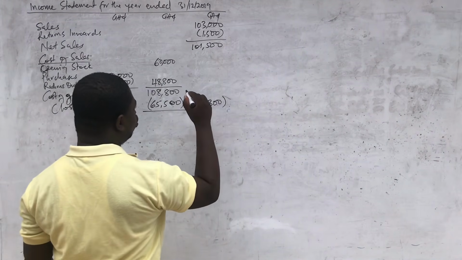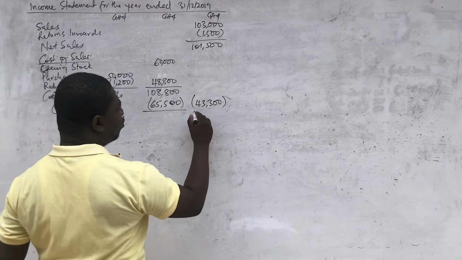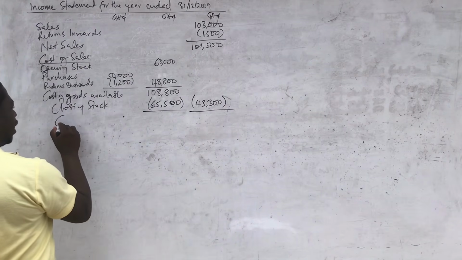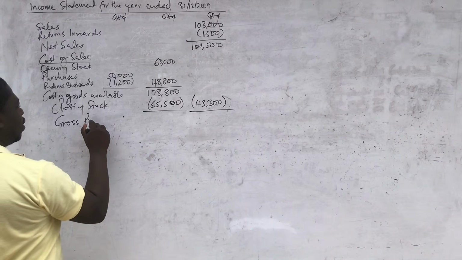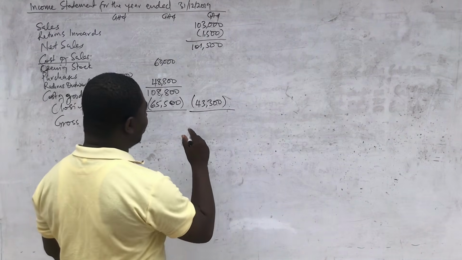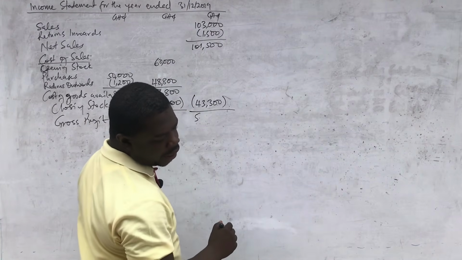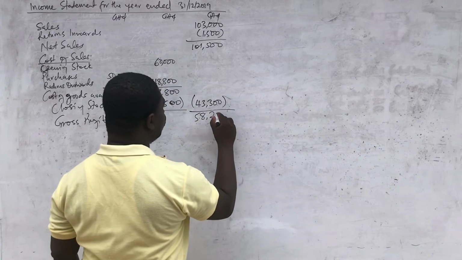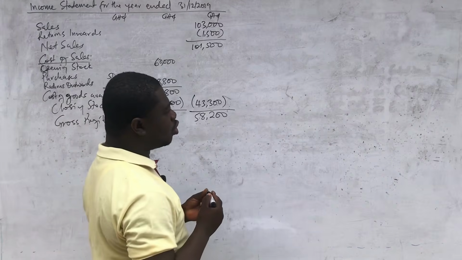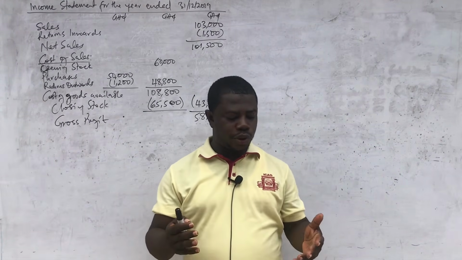43,300. And that should also be in brackets because we are subtracting from the net sales to find our gross profits. And so per the values we have here, the gross profit will be 58,200. This is going to be our gross profit. And then from the gross profit, we know what to do.